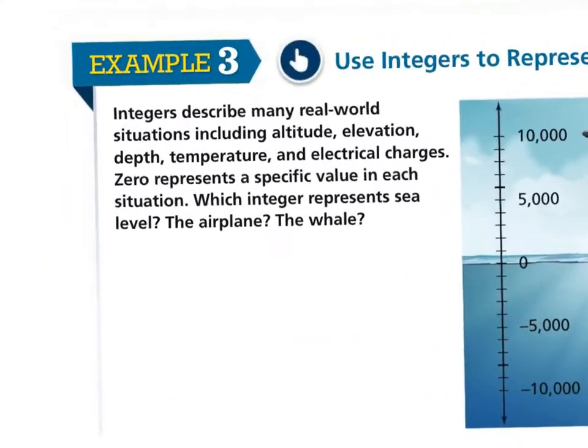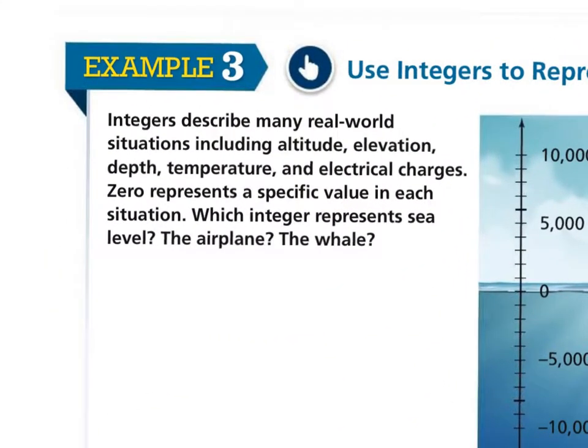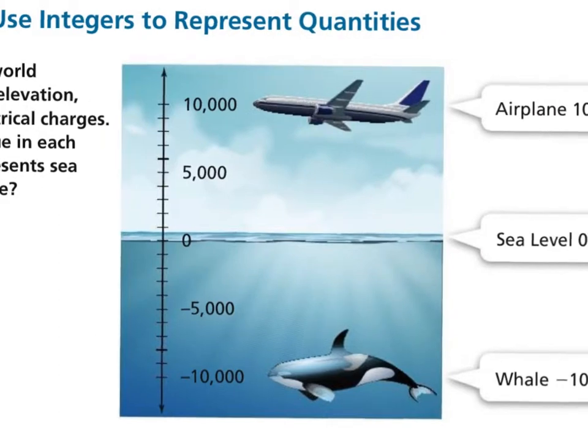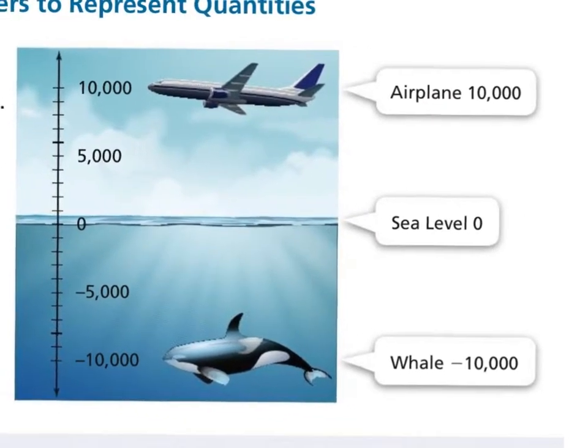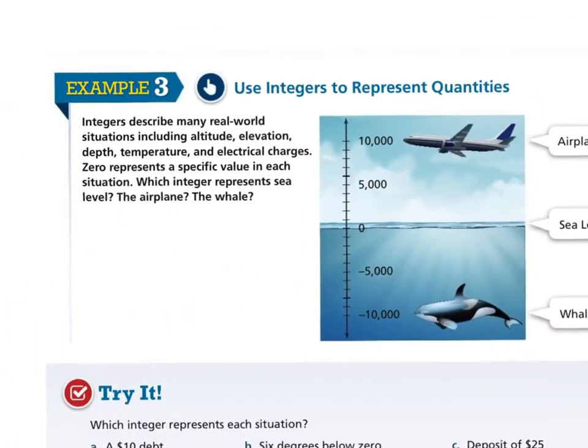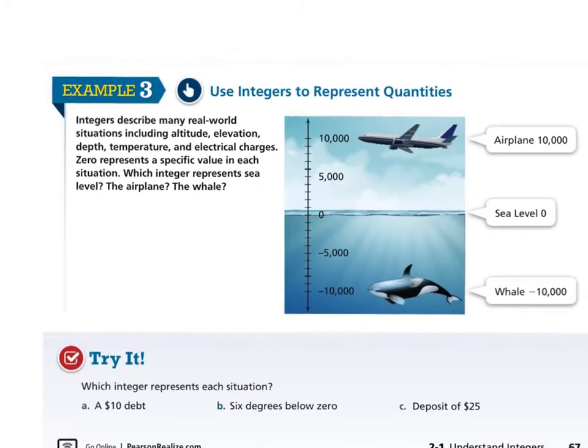So example 3, integers describe many real-world situations, including altitude, elevation, depth, temperature, and electrical charges. 0 represents a specific value in each situation. Which integer represents sea level? So in this case, sea level would be the 0. Which one represents the airplane? Would be 10,000. And the whale is -10,000. Okay, below sea level, we'll usually call those negative numbers.